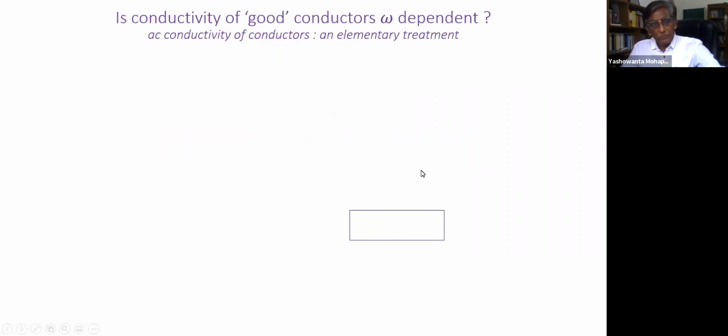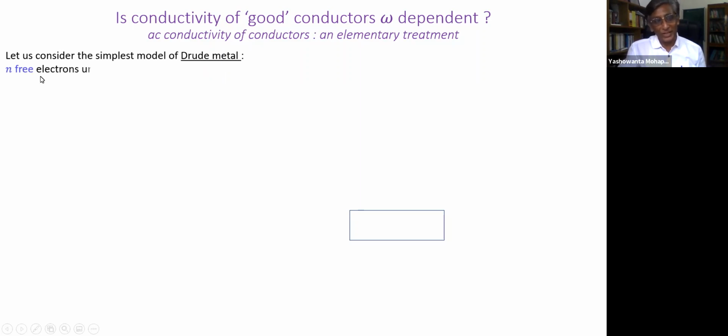So, is conductivity of good conductors omega dependent? That's the question we're asking. And typically, this comes under the AC, alternating current, conductivity of conductors. And I'm giving a very elementary treatment to be able to give a feel, just the simplest possible model. So let us consider the simplest model of the Drude metal that we have already done, which means it is n free electrons per unit volume suffering random collisions in, let's say, collision time tau c. This is what we had discussed while discussing Joule heating, for example. That's the simplest possible model of a metal. And let's continue with that.